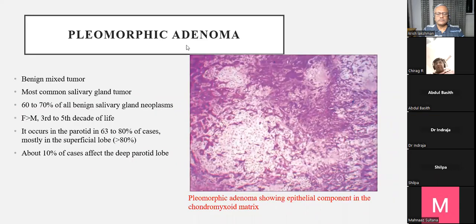Pleomorphic adenoma is a benign mixed tumor. It consists of both epithelial and connective tissue components. It is most commonly seen in parotid, mostly in the superficial lobe. It occurs in females compared to the males between 3rd to 5th decade of life. And in 10% of the cases, it can affect the deep parotid lobe. And this is the image showing the epithelial component in the chondromyxoid matrix of the pleomorphic adenoma.